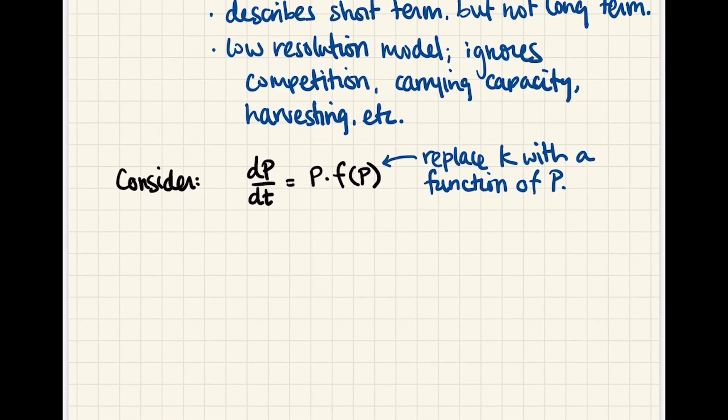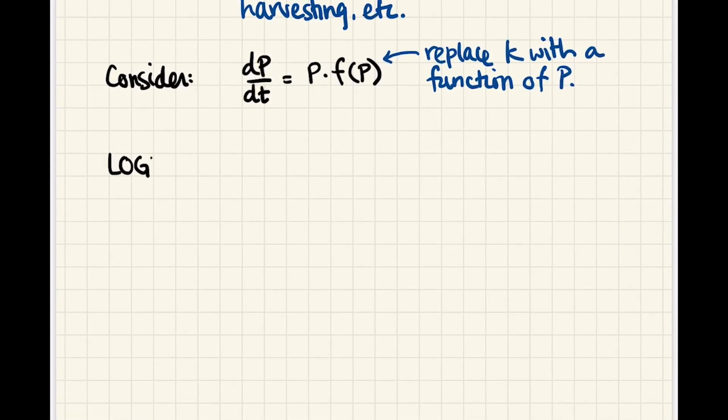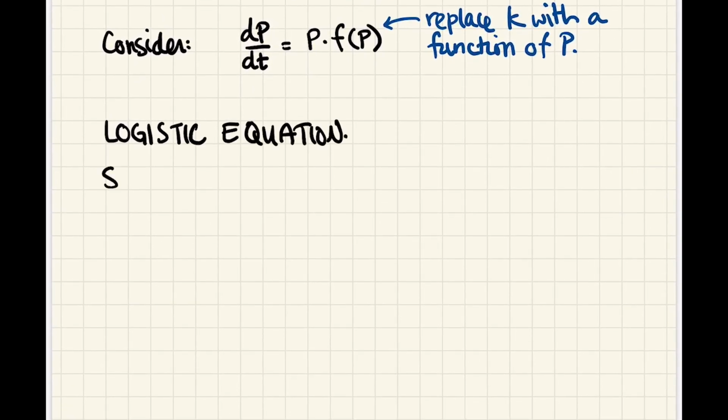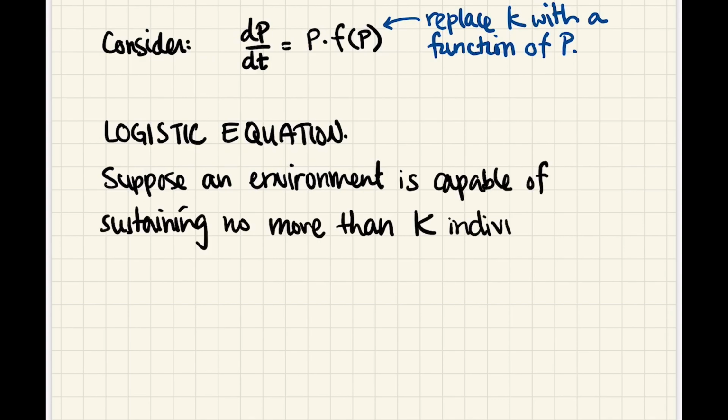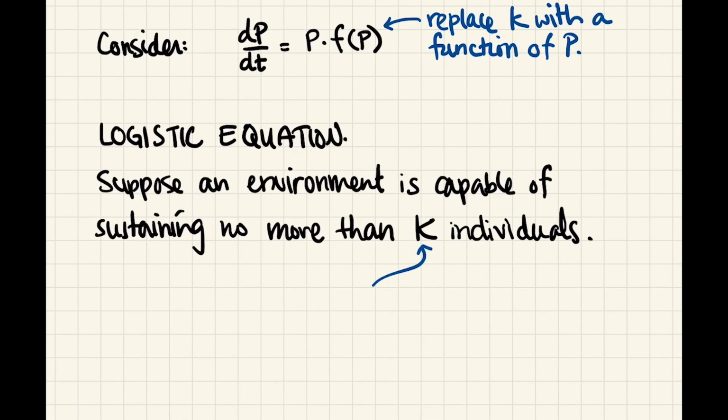So what we're leading toward is something called the logistic equation. Let's suppose an environment is capable of sustaining no more than K individuals. Now this is a capital K in contrast to the little k that was used for our constant of proportionality. This K here is called the carrying capacity.